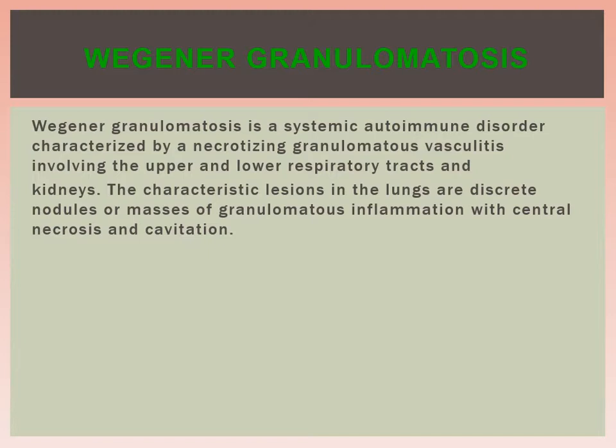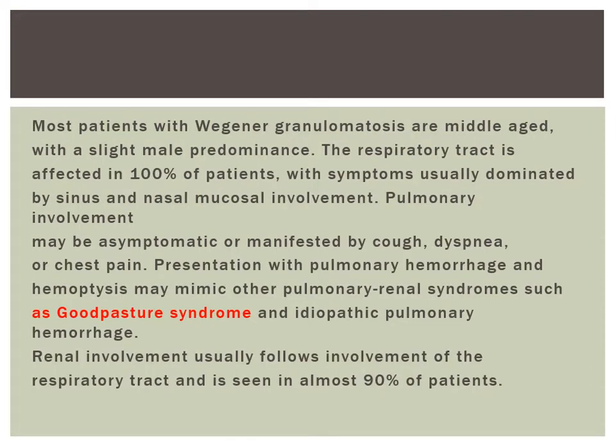The other granulomatous disease is Wegener granulomatosis, which is a systemic autoimmune disorder characterized by necrotizing granulomatous vasculitis involving the upper and lower respiratory tracts and kidneys. The characteristic lesions in the lung are discrete nodules or masses of granulomatous inflammation with central necrosis and cavitation. Most patients with Wegener granulomatosis are middle-aged. The respiratory tract is affected in 100% of patients.